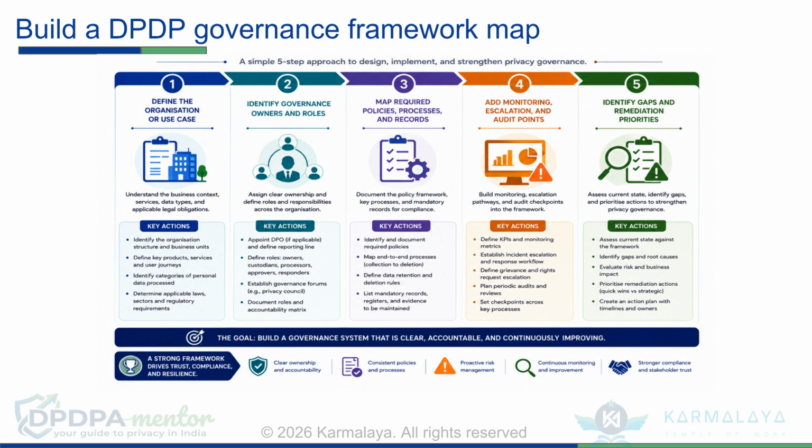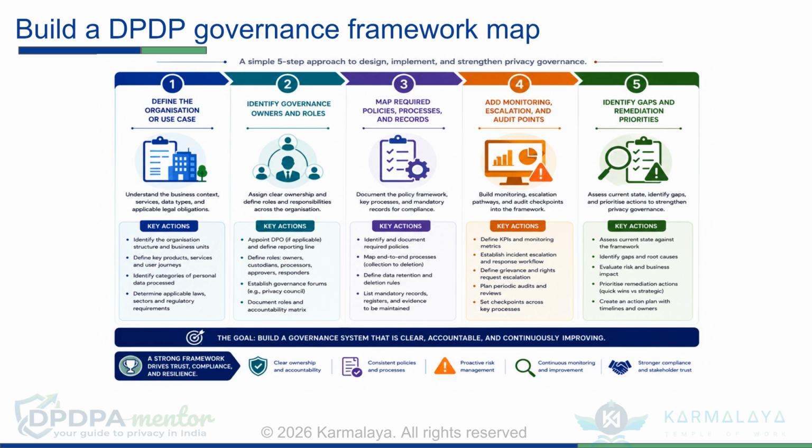To address these gaps, organizations should prioritize establishing clear governance roles, mapping data flows, and implementing structured policies for retention and incident response. When scaling your privacy program, follow this 5-step approach. Define your use cases, assign owners, map your policies, integrate monitoring, and prioritize remediation actions.